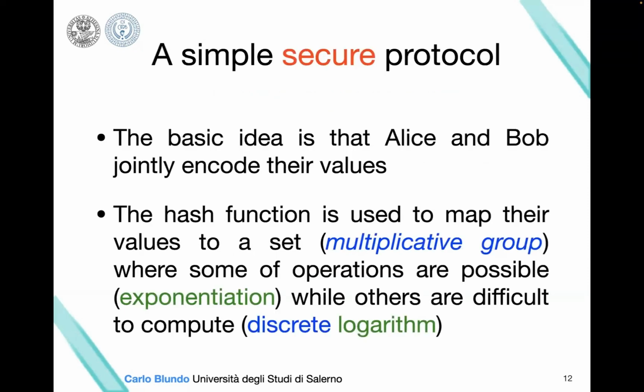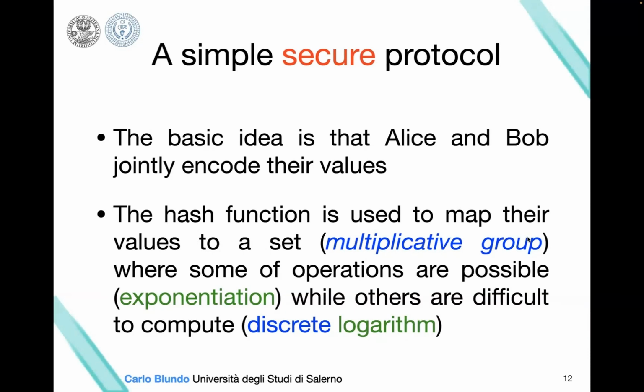So let's switch to a simple secure protocol. The basic idea is that Alice and Bob still have to encode their inputs, but the encoding must be done jointly. So Alice and Bob have to compute in a joint way, I'll show you in a moment, the encoding of the input. And the hash function is used to change the format, in some sense, of their input. They will use this hash function to map their values to a set.